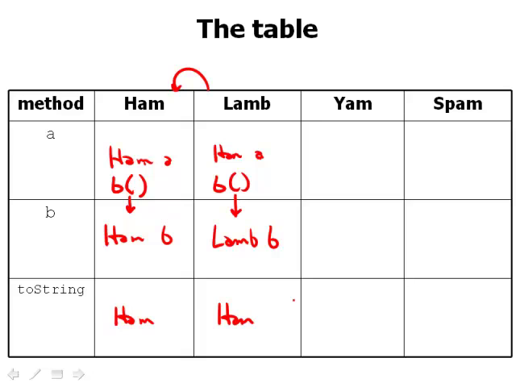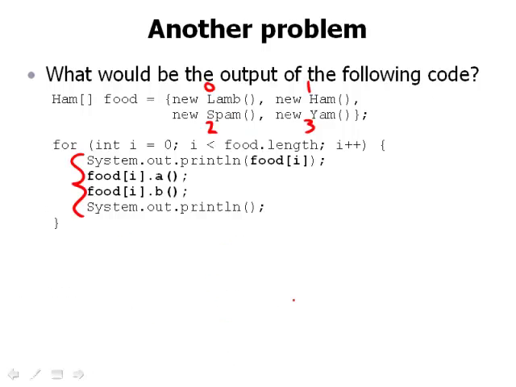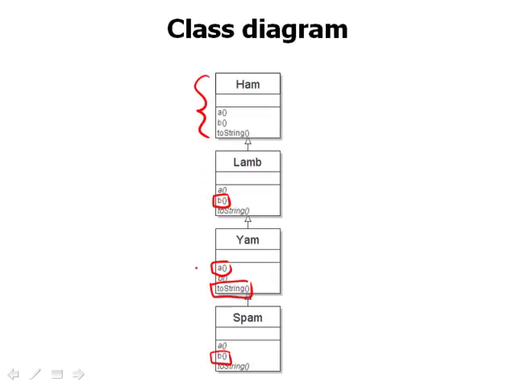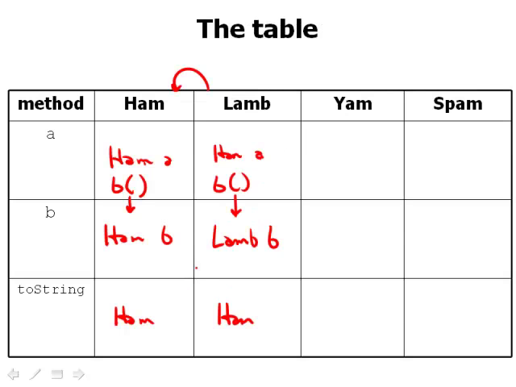So let's look at the other two classes. We have the yam class. The yam class extends lamb and it overrides A and toString. So let's go back to here. The B method is not overridden, so we'll just copy over lamb B. And the toString, it overrides to say yam. Those two aren't very difficult.